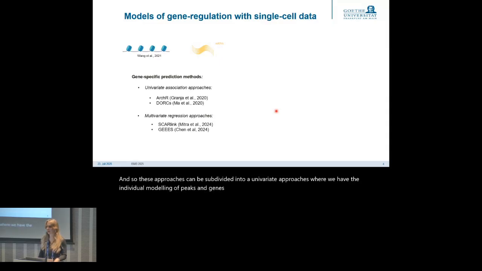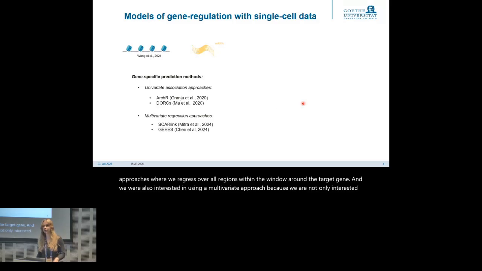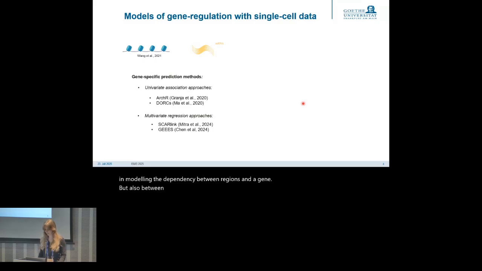And on the other hand, we have the multivariate approaches, where we regress over all regions within the window around the target gene. And we were also interested in using a multivariate approach, because we're not only interested in modeling the dependency between regions and a gene, but also between regions. And the best state-of-the-art method for this currently is ScarLink. But ScarLink has the limitation that it is only able to model activating regulatory effects.